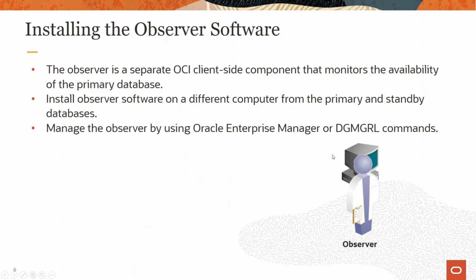So the mandatory component to configure fast start failover: we will have to install the observer software. It's nothing more than software with which we can start the observer process. So you can install the client administrator software, or you can install the full database software, and then you can start the observer process.